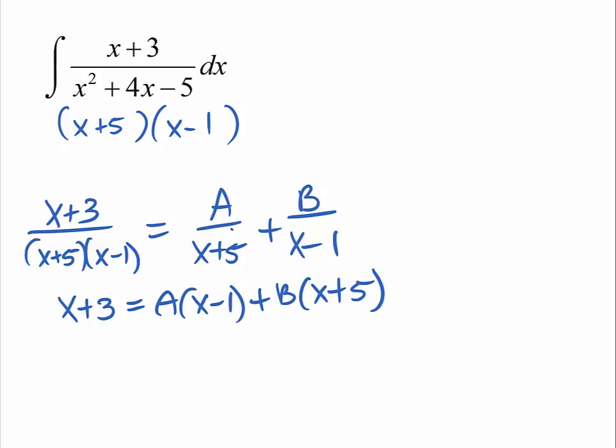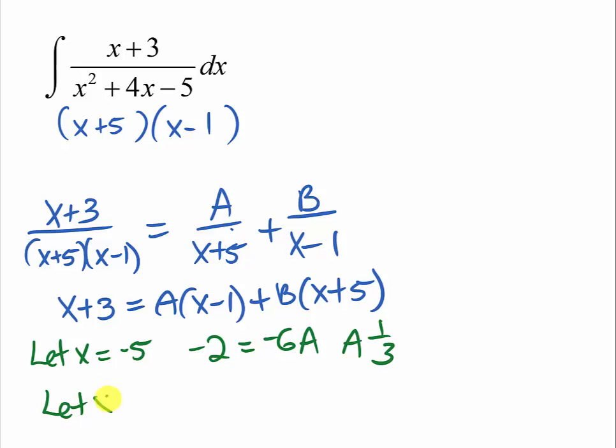And now we're going to conveniently, first we'll let x equal negative 5. So this side would be negative 2, and this would be negative 6a. So it looks like a is 1/3. And then we're going to let x equal 1. So that side's going to be 4, and that's going to be 6b. So b is going to be 2/3.